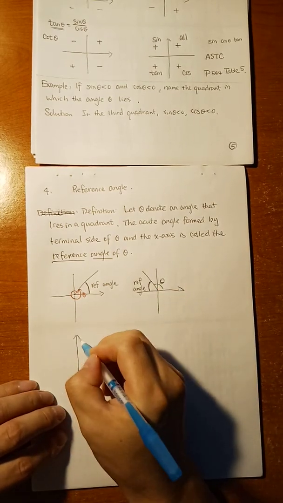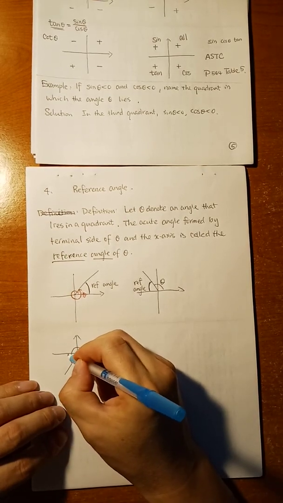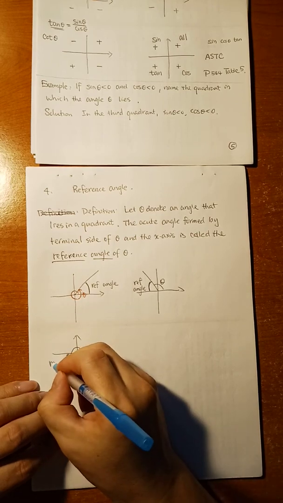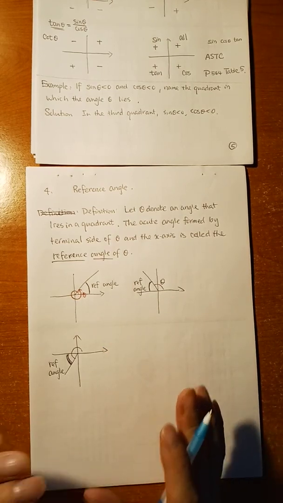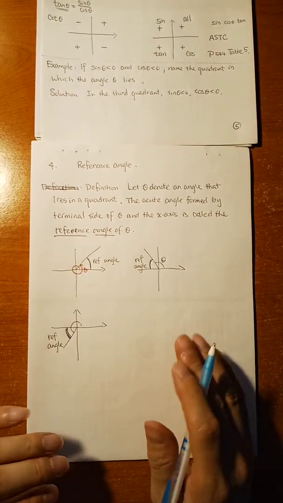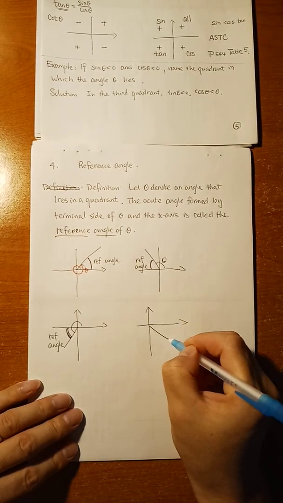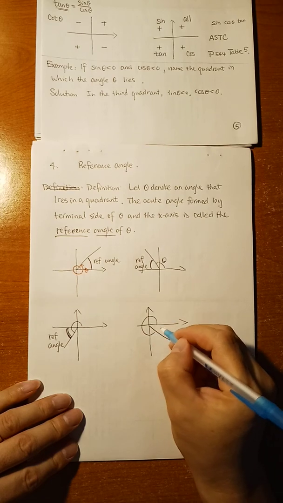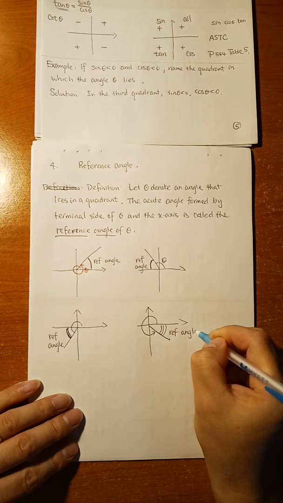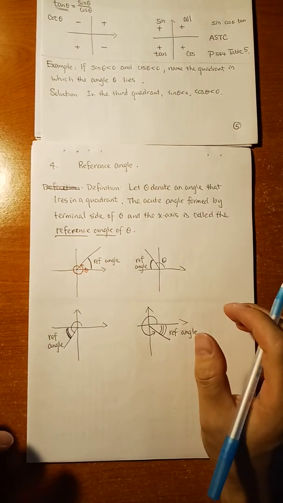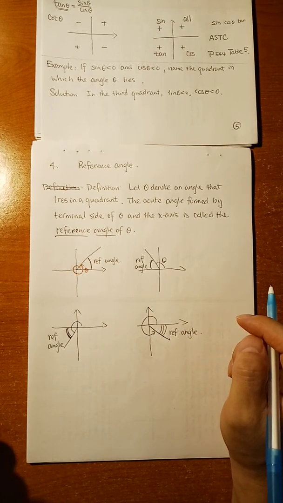In the third quadrant, then this one is the reference angle. The reference angle is not placed in the standard position. And in the fourth quadrant, then the reference angle is this one. Okay, so it's always acute. It's always formed by the x-axis and the terminal side.